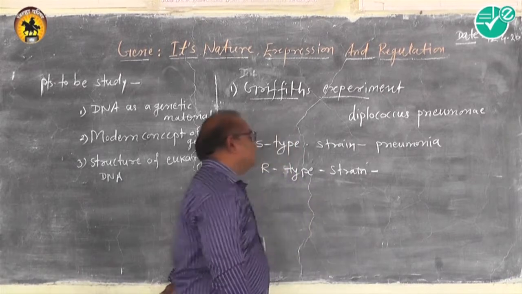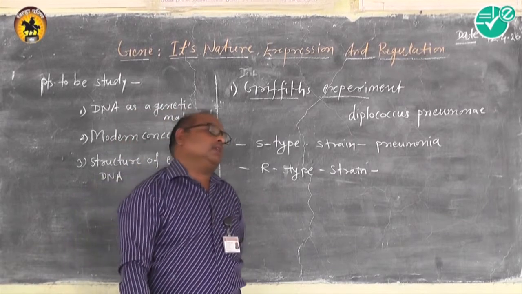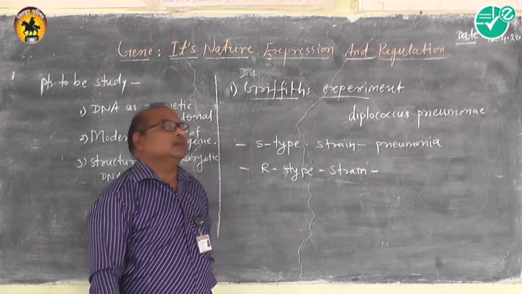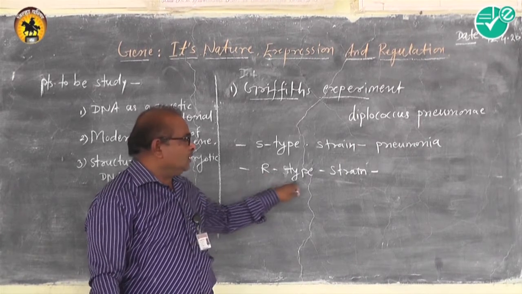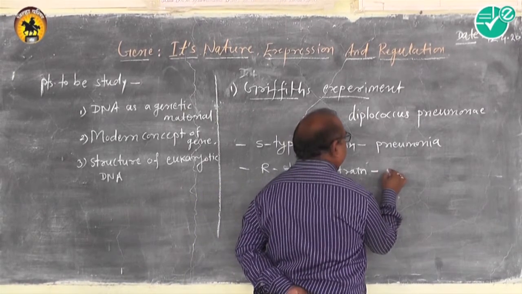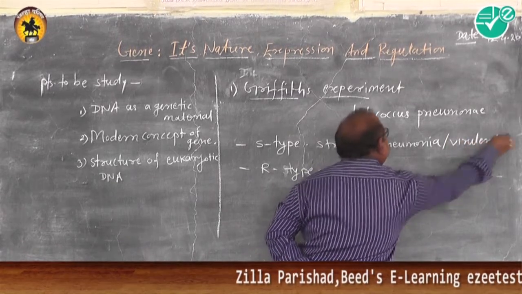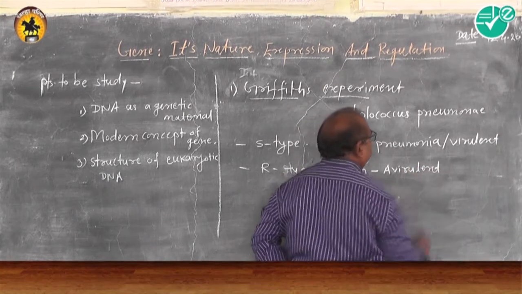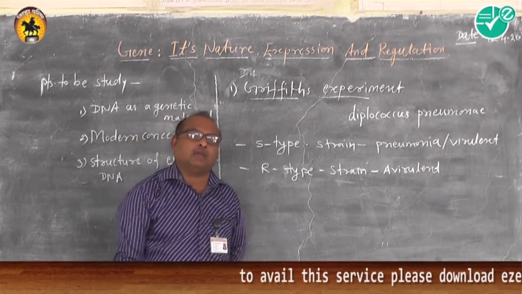Whereas the rough strain is a type of strain of the bacterium which does not have the polysaccharide coat, so that the nature of the bacterium becomes rough. Such an R-type strain is non-pathogenic, or not causing pneumonia, that is, avirulent. This is the virulent strain and this is avirulent. Due to the R type, the bacterium does not cause pneumonia in mammals.